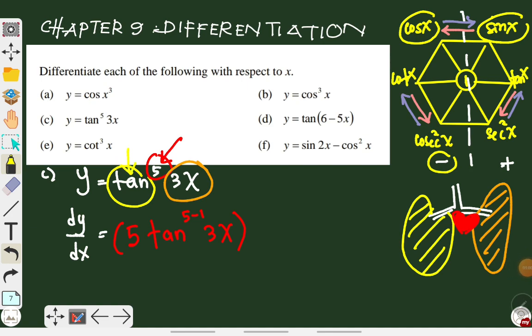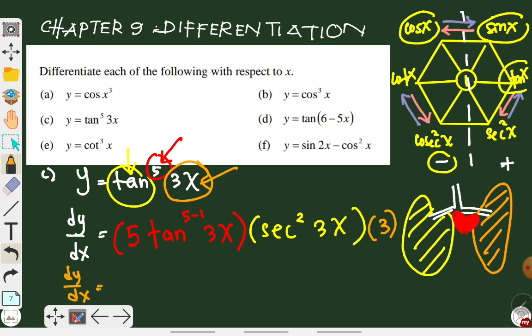Let's differentiate the tangent case. Let's refer to the hexagon. The tangent we move to the red color. What is it? Secant squared. So the differentiation of tangent is secant squared. Next, how about the angle? Don't copy the secant squared x, but copy back its original angle, so secant squared 3x. Next, let's differentiate the 3x, then we have to times by 3. And finally, dy dx equals 5 times 3 equals 15, tangent to the power of 4 of 3x times secant squared 3x.